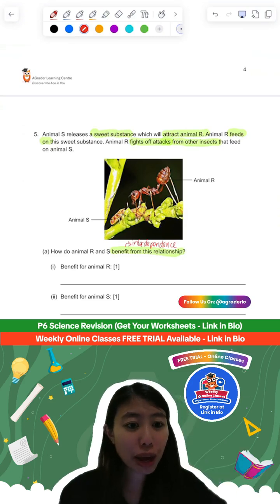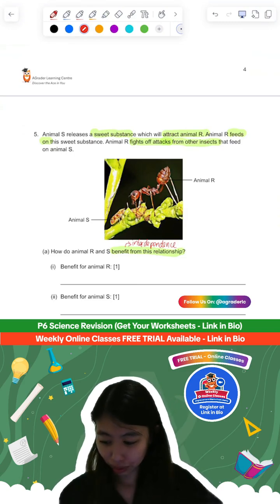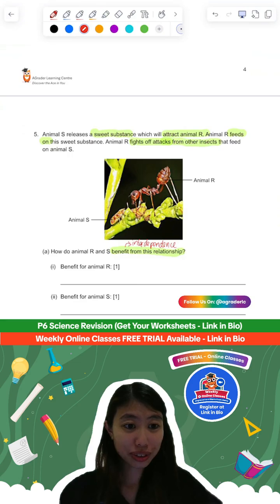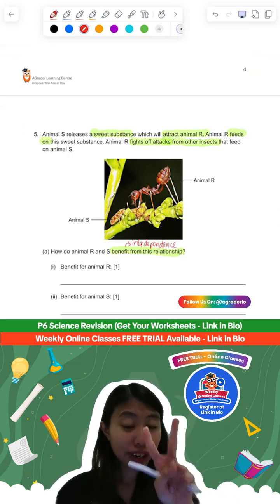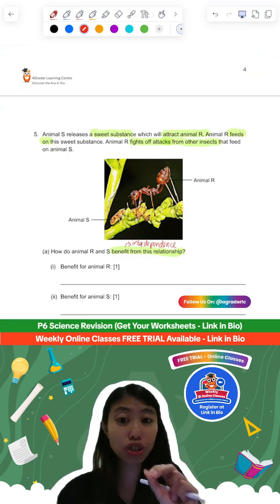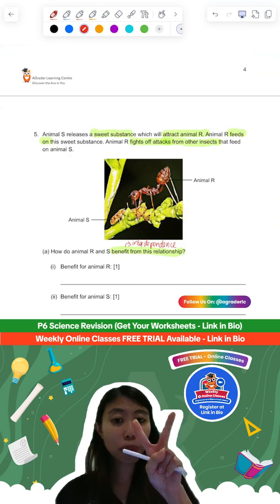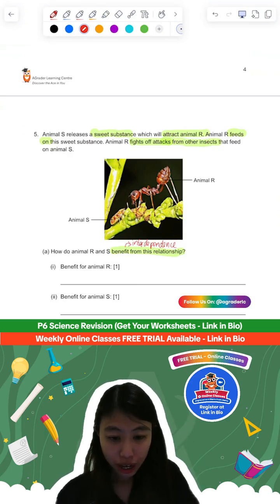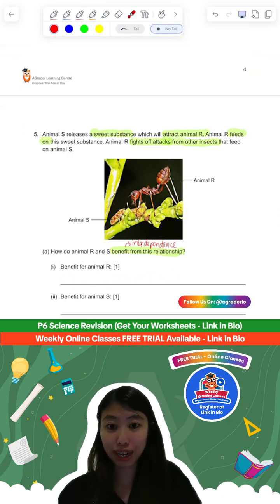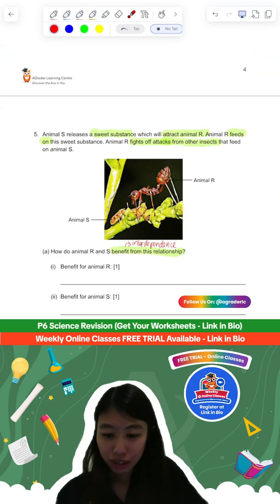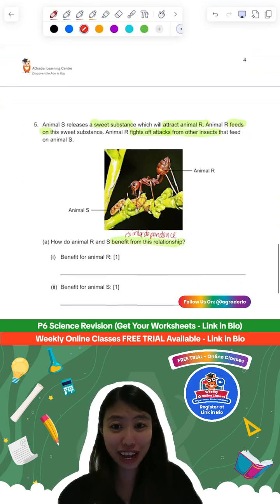S gets protected by who? Yes, by R. So you must mention both animals. Don't get tricked during the exam. Some school teachers are very strict. You must mention both the animals, and how they help each other, in each sentence or each line. Very good. Most of you got the idea there. So let me write it down.